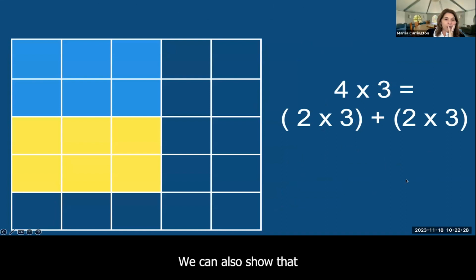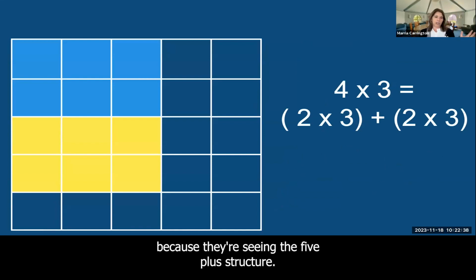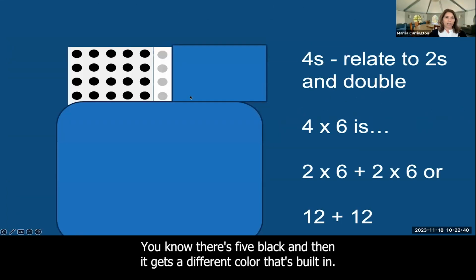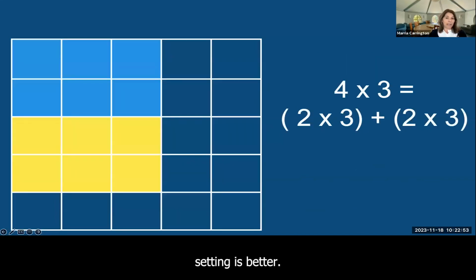We can also show that with the arrays by using some color. So I'm not saying don't use this, but for some kids, they're going to gravitate more to the dots because they're seeing the 5 plus structure, right? You notice there's 5 black and then it gets a different color. That's built in, so it's a bit more supportive. But for other kids, the dots are overwhelming, and this setting is better.